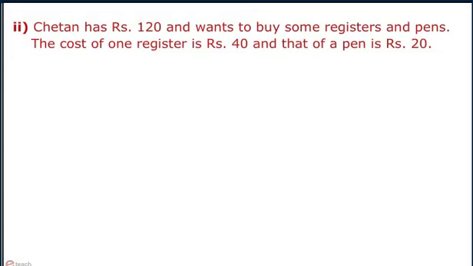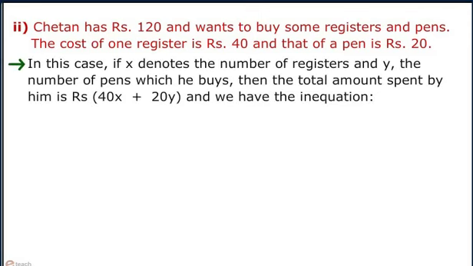Let's consider case 2. Chetan has rupees 120 and wants to buy some registers and pens. The cost of one register is rupees 40 and that of a pen is rupees 20. In this case, if x denotes the number of registers and y the number of pens which he buys, then the total amount spent by him is rupees 40x plus 20y, and we have the inequation 40x plus 20y is less than or equal to 120.